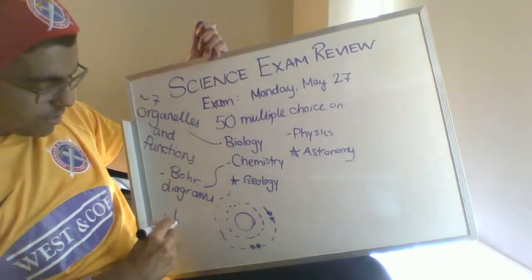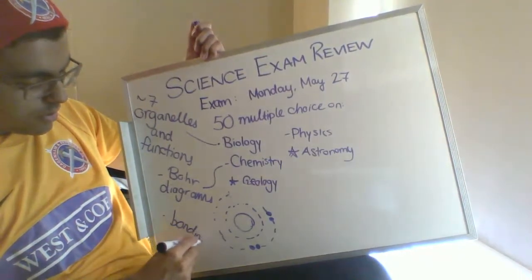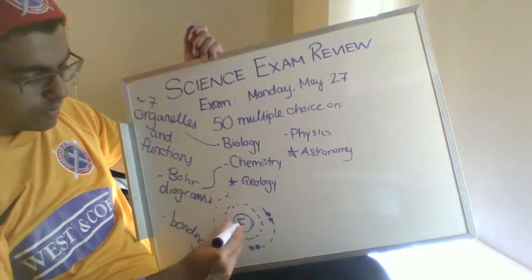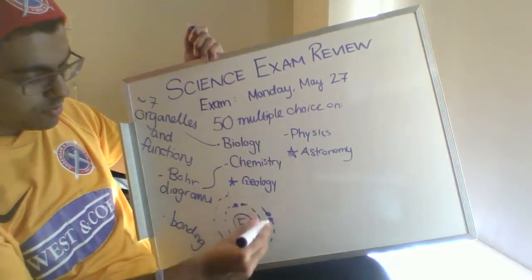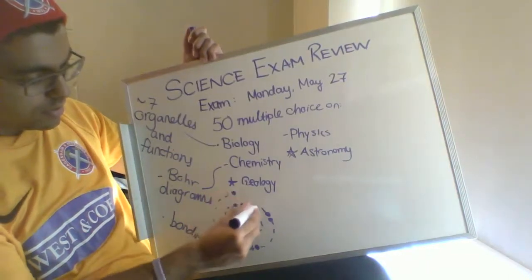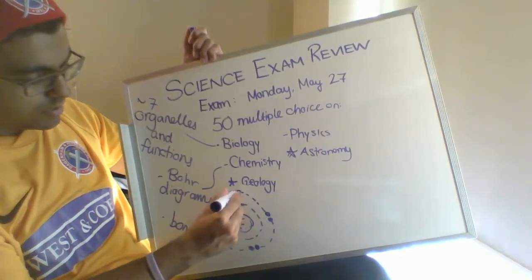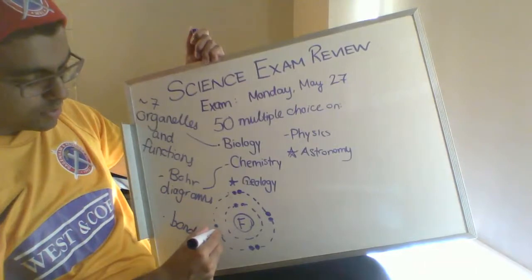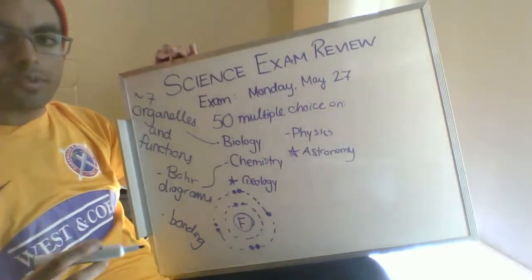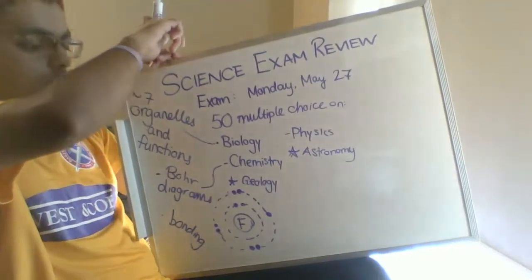The second thing that we talked about was bonding. So let's say we have a fluorine atom here. So we've got 1, 2, 3, 4, 5, 6, 7, 8, 9. And I'm actually going to move that one over there. Okay, so we've got our 9 electrons of fluorine.